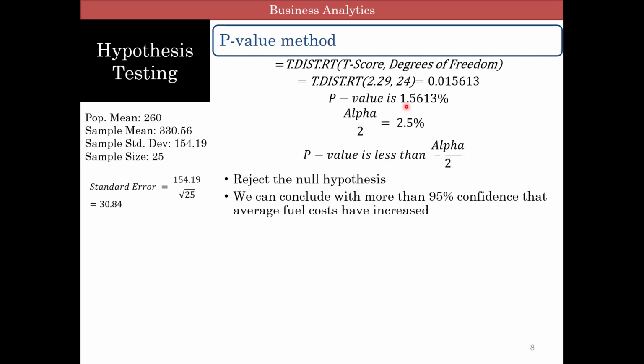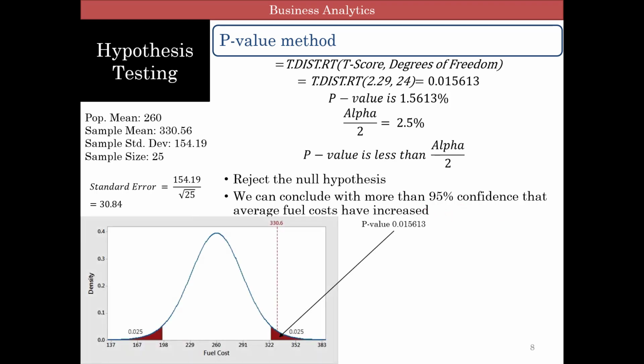So p-value is 1.5%. Your alpha is 5%, so alpha by 2 is 2.5%. So p-value is less than alpha by 2. You can reject null hypothesis. And we can conclude with more than 95% confidence that average fuel costs have increased.